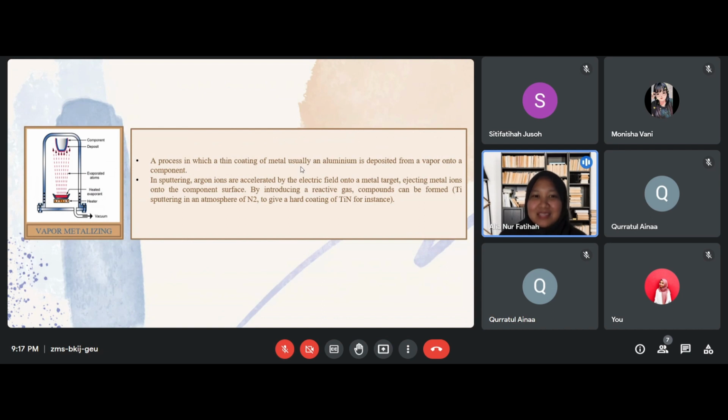Vapor metallizing is a process in which a thin coating of metal, usually aluminium, is deposited from a vapor onto a component. In sputtering, argon ions are accelerated by an electric field onto a metal target, ejecting metal ions onto the component surface. By introducing a reactive gas, a compound can be formed. Titanium sputtering in an atmosphere of nitrogen gives a hard coating of titanium nitride, for instance.